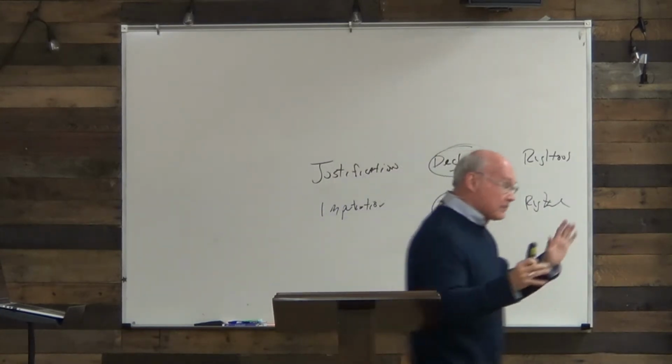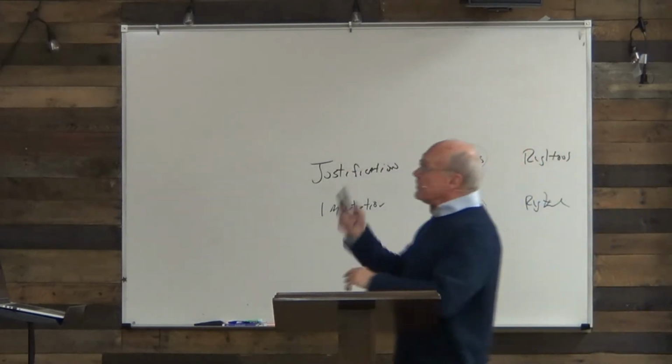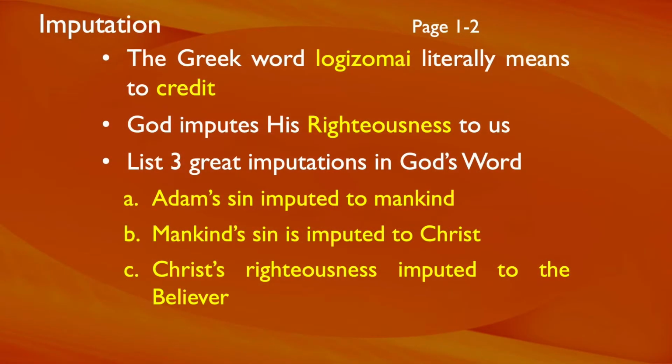Now, let me show you something you're really going to love. God imputes this righteousness to us. In the Bible, there are three great imputations in the Word of God. I'm going to give you all three, and then I'll come back and go into details. Here they are. The first one is Adam's sin imputed to mankind. Adam's sin was credited to who? To all of us, right? Okay, look at the second one. Mankind's sin is imputed to Christ.